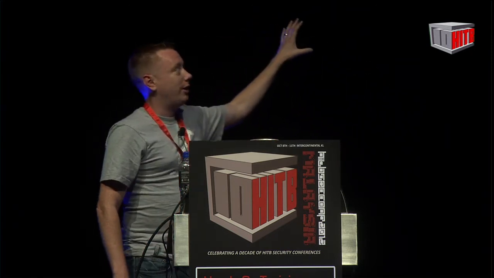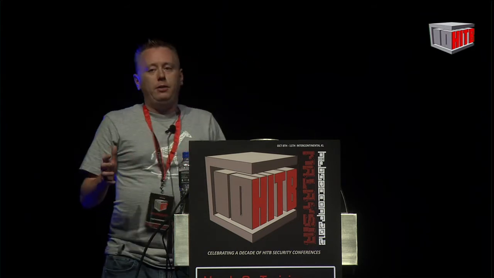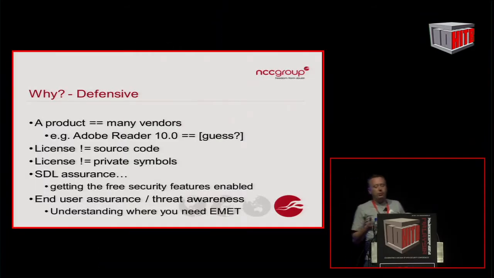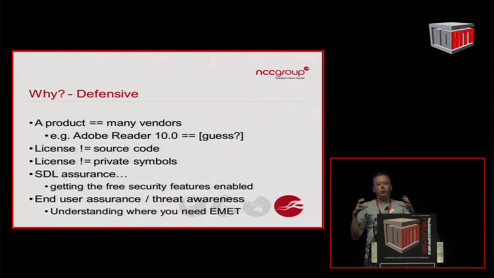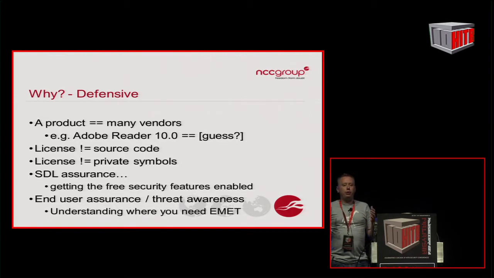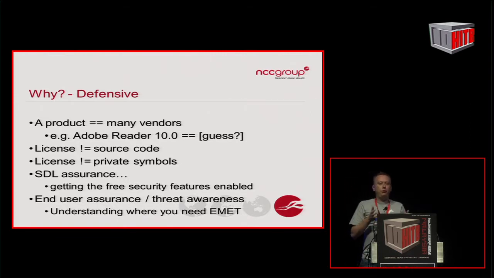So this is a great example. Adobe gets a lot of bad press at the moment, unfortunately, because they are the vector of choice, although Oracle may soon be there with Java. Adobe writes Reader 10, which is one product. The number of vendors that actually have software shipping in the Adobe Reader installation package is about 8 or 9 different software vendors contributing different libraries and components to the Adobe product.